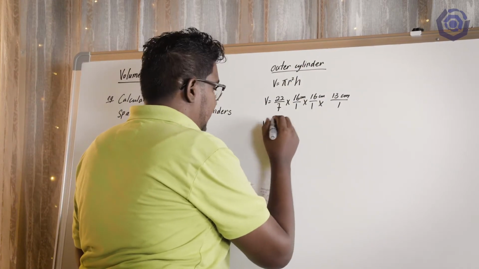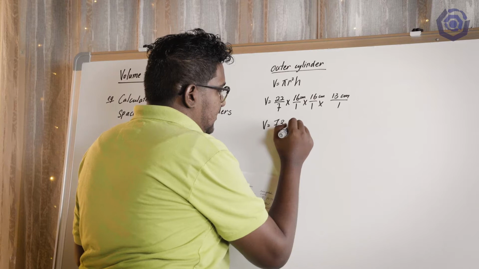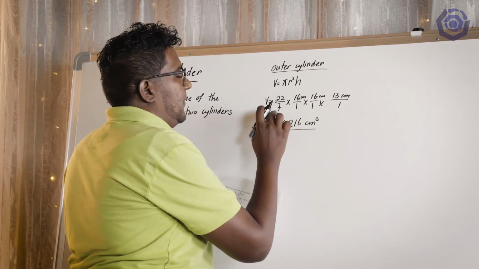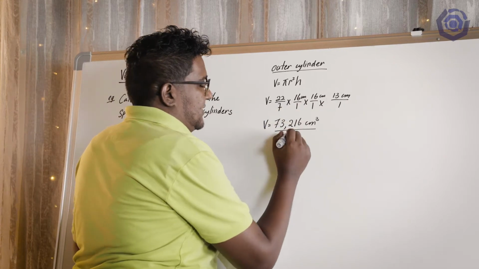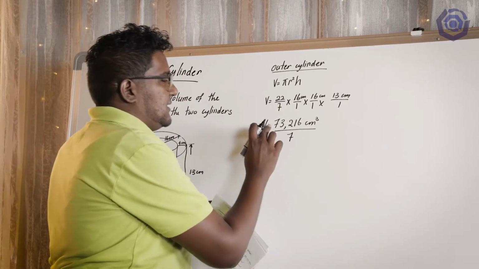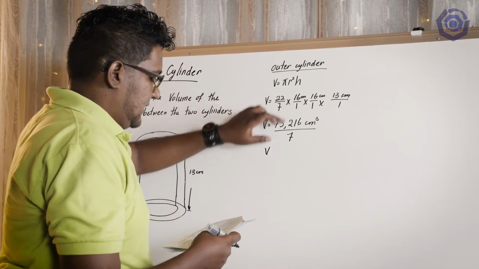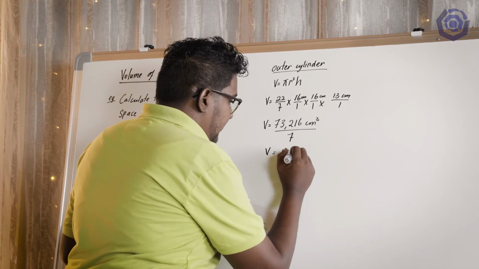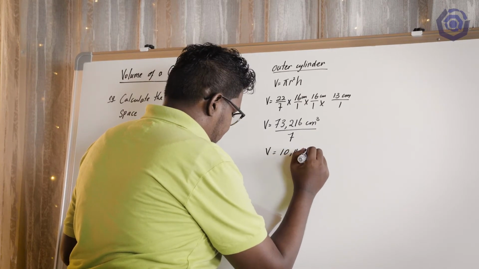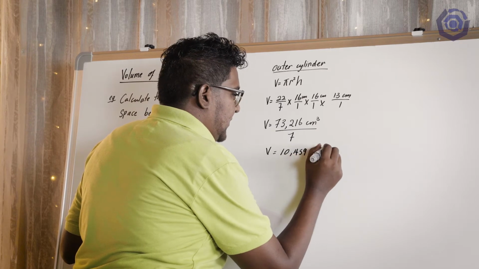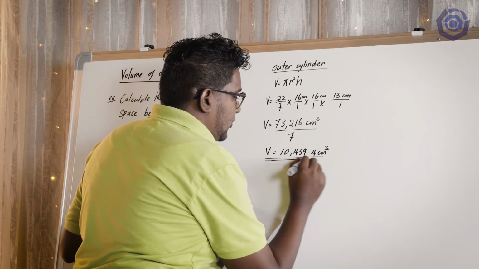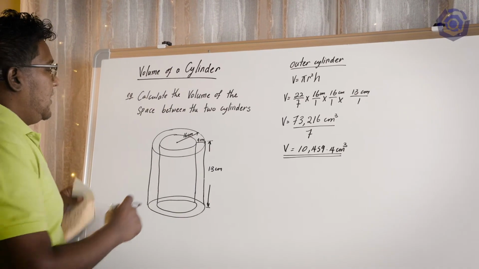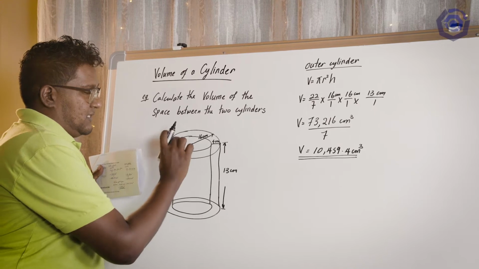And that's going to give me 73,216 cm cubed divided by 7 times 1 times 1 times 1, which is 7. So the volume is 73,216 divided by 7, and that's going to give me 10,459.4 cm cubed. This is the volume of my outer cylinder. That's the bigger cylinder, right? Now let's look at the inner one, the smaller cylinder.